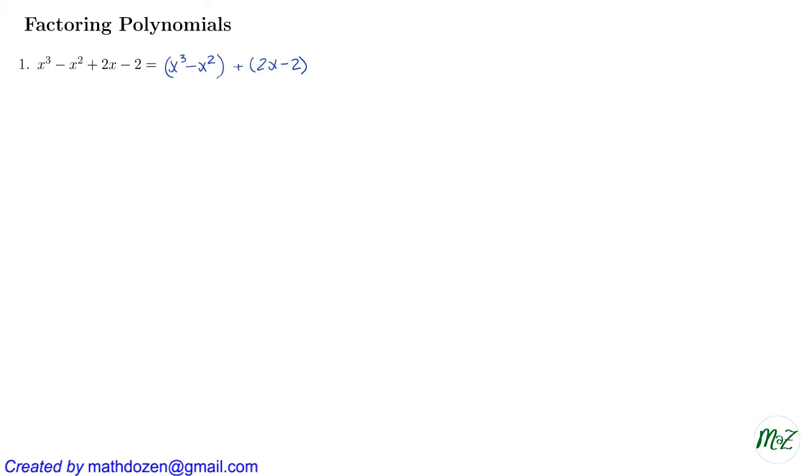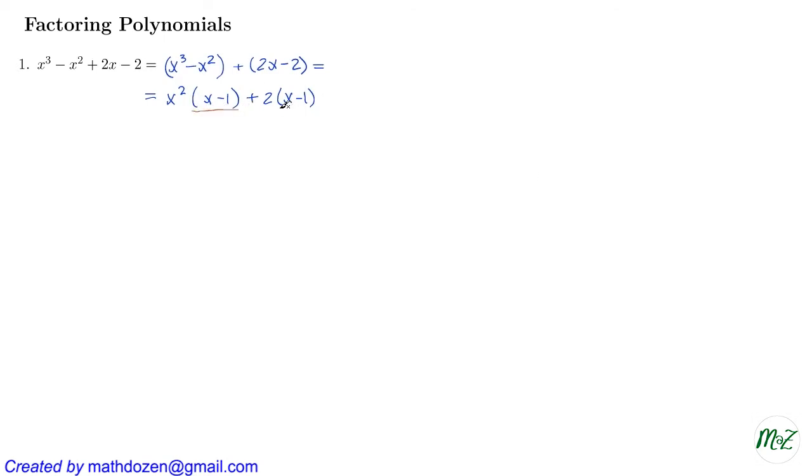Then we try to factor a common factor out of these parentheses. So there is x squared in both of those terms, so we should be able to factor out x squared. Likewise here, 2 is present in both of the terms, so we should take that out. So we're looking at x squared times x minus 1 plus 2 times x minus 1.